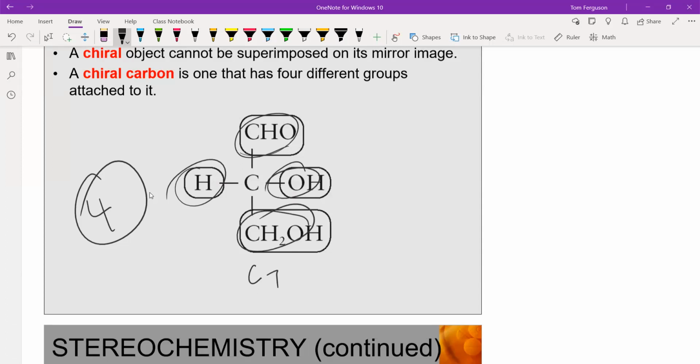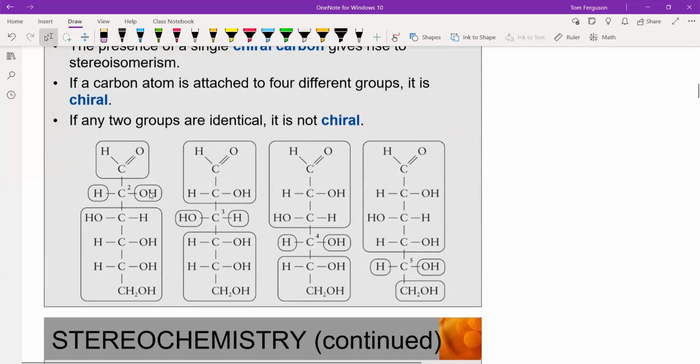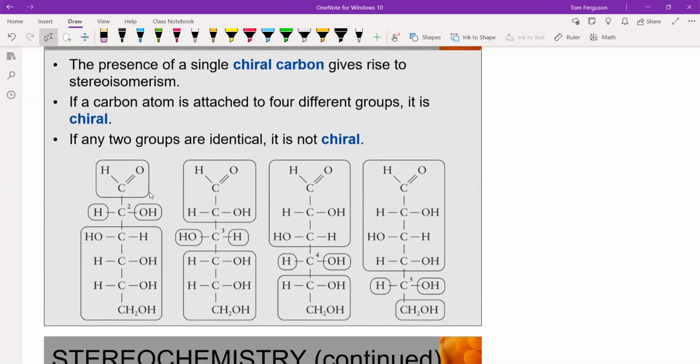Now, I was helping a student with this MCAT preparation. This was a question on how to identify a chiral carbon. So it's thrown around a lot. If we look at this, it happens to be a 6-carbon sugar. And let's go down and look at each of the 6 carbons.